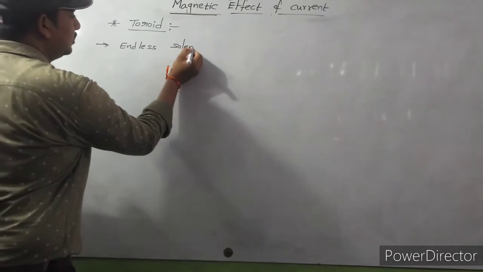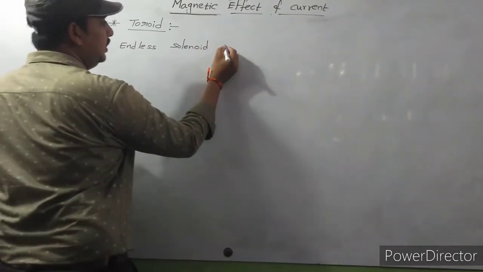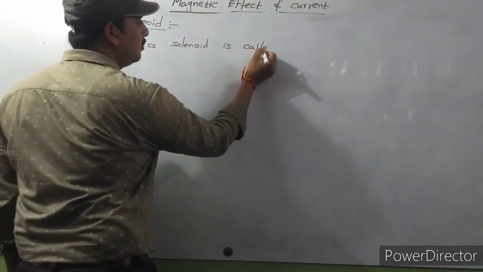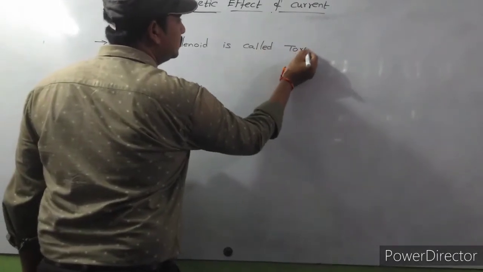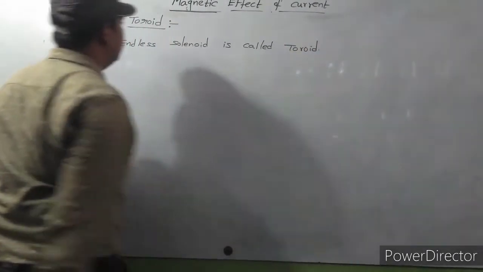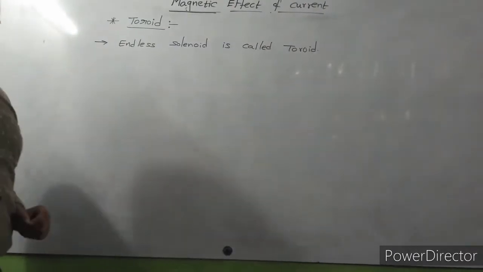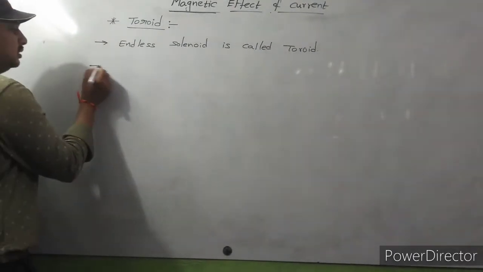Endless solenoid is called toroid. The endless solenoid is called toroid. This is the first point about toroid.